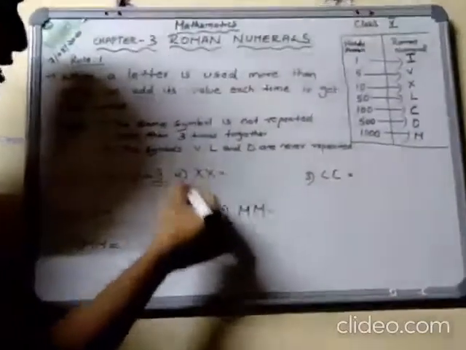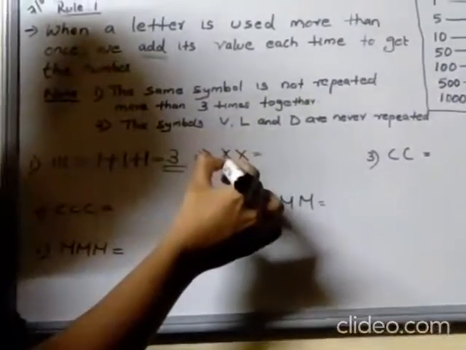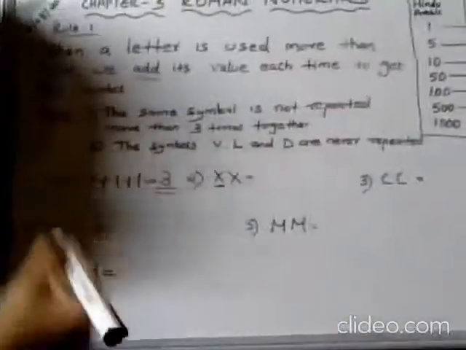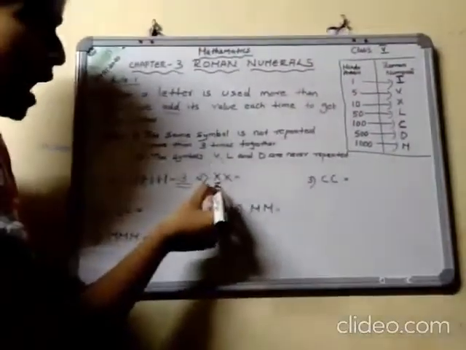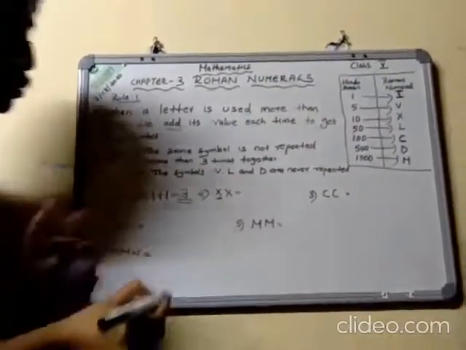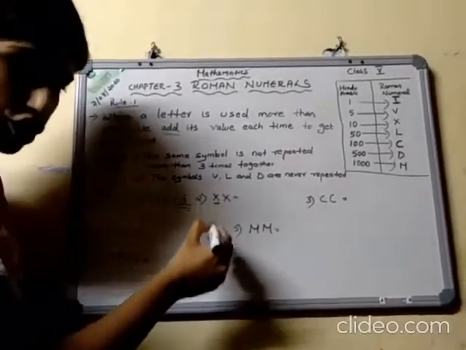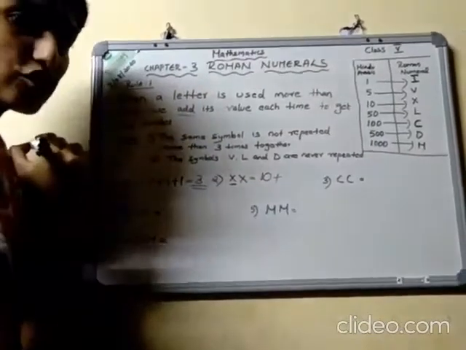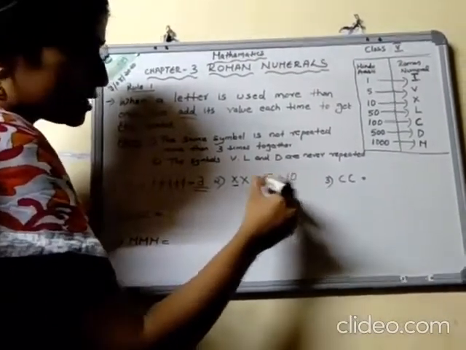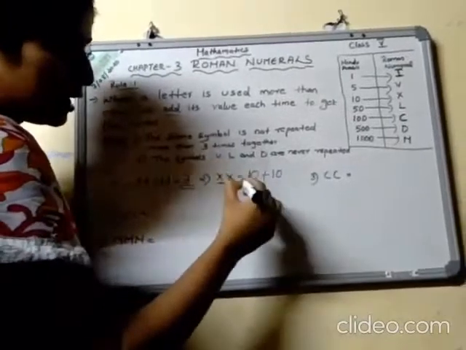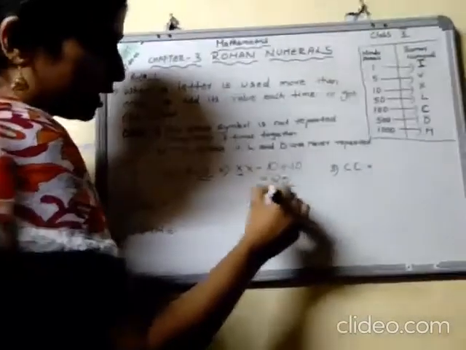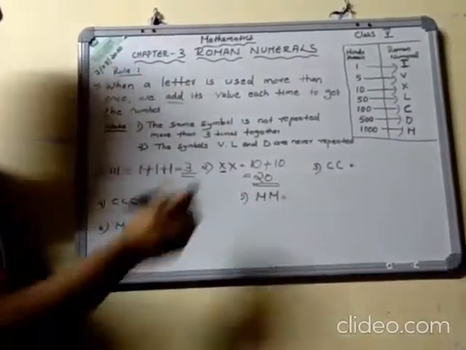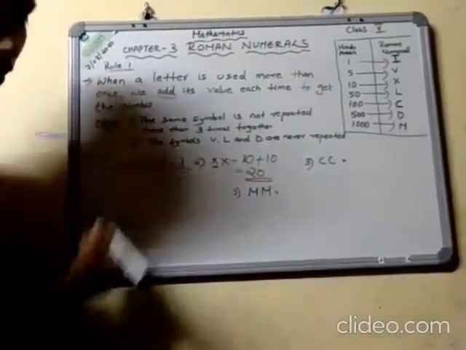Now can you tell what does this Roman letter represent? You know, this X is a representation of which number? 10. So if XX is there, what will you do? You have to add the value of X 2 times, isn't it? This is a representation of 10. So 10 plus, this is also the representation of 10. So what does this Roman letter stand for? 10 plus 10 equals 20. So XX is the Roman letter representation of 20.